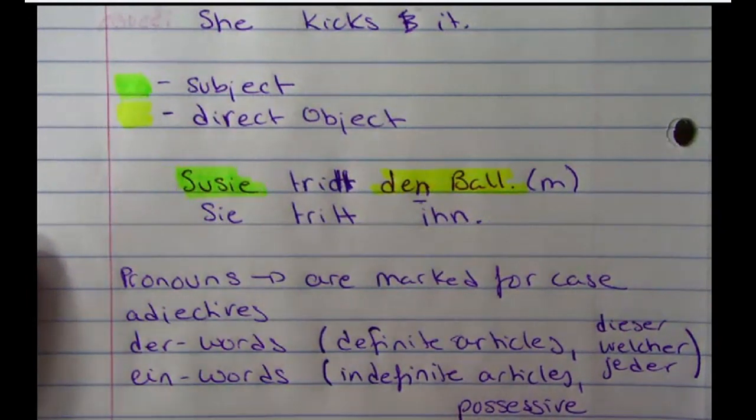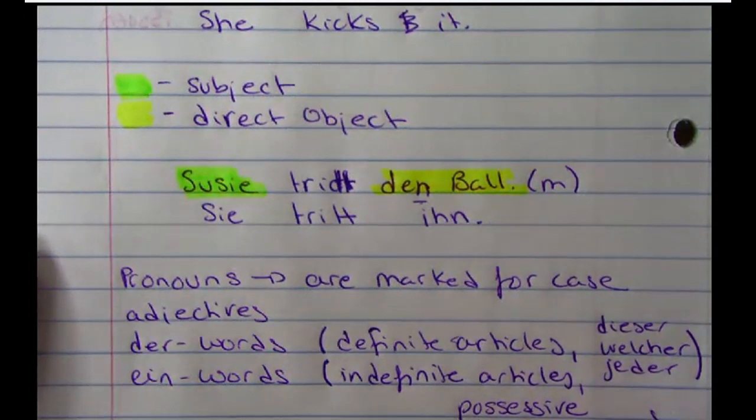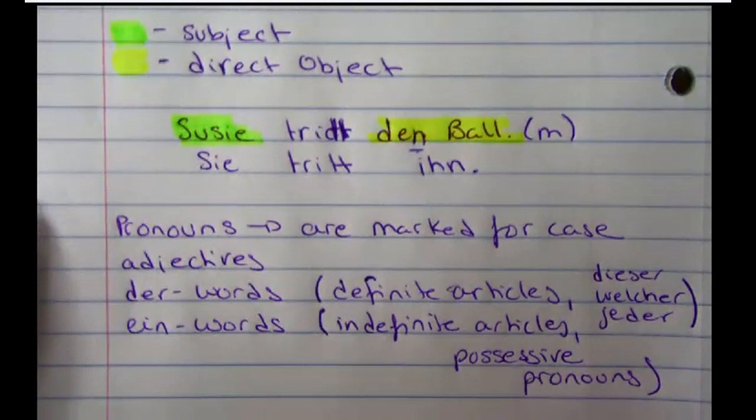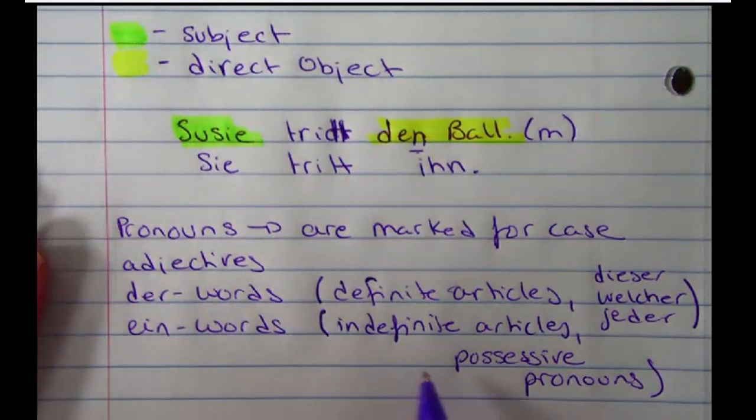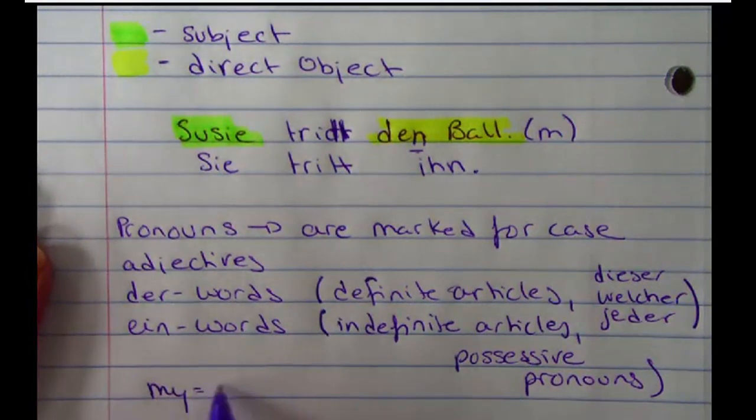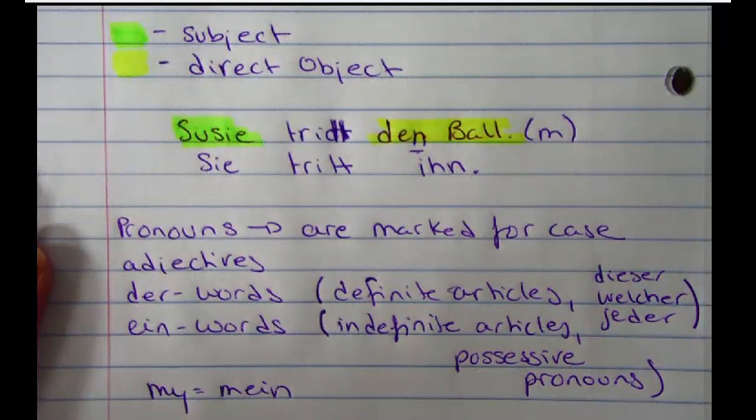I may have spelled that wrong. So possessive pronouns are words like my, your, his, her. And in German they happen to have the word ein in a lot of them. So my in German is mein. You just write this down so you see it. So it has the ein in there. So those qualify as ein words. And again, that will matter when we go over the case chart.